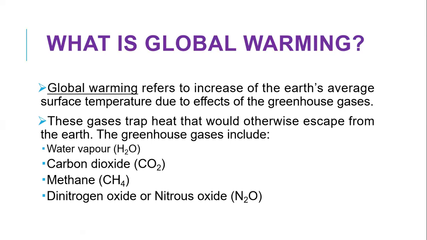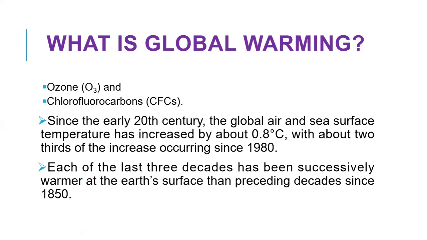Now these gases simply trap the heat that would otherwise escape from the Earth. The gases emitted into the atmosphere trap the heat that would otherwise escape from the Earth through the atmosphere. These gases keep the heat trapped within the Earth. The greenhouse gases include water vapor, carbon dioxide, methane, nitrogen oxide or nitrous oxide, also ozone and the chlorofluorocarbons. These are just the various gases that can affect our Earth's atmosphere.